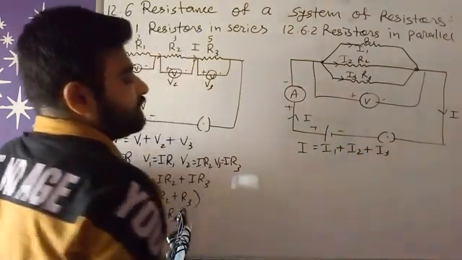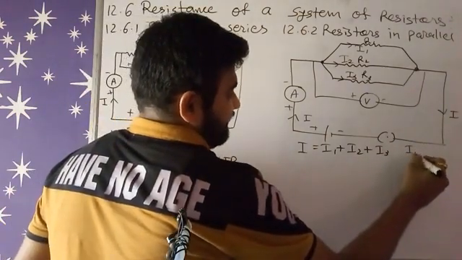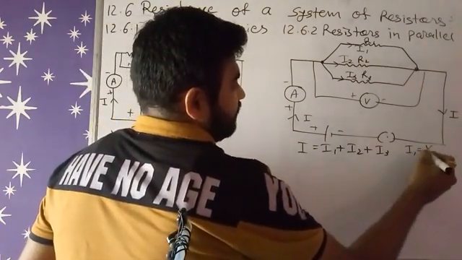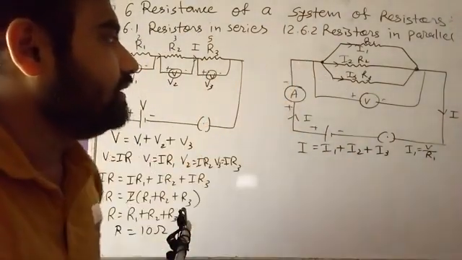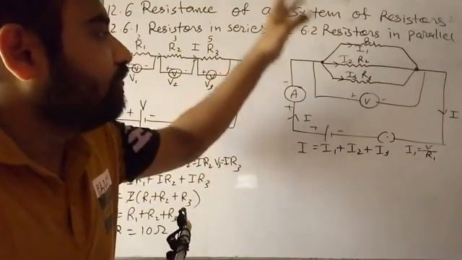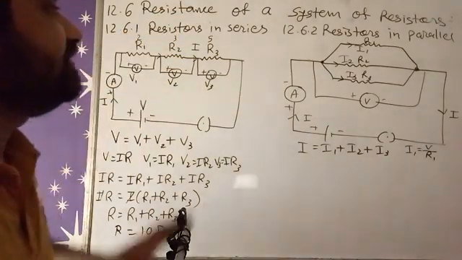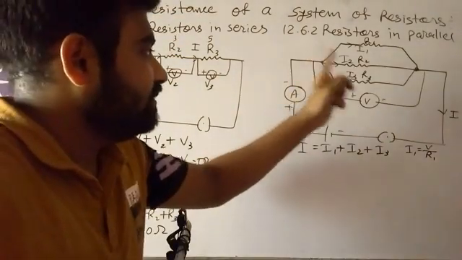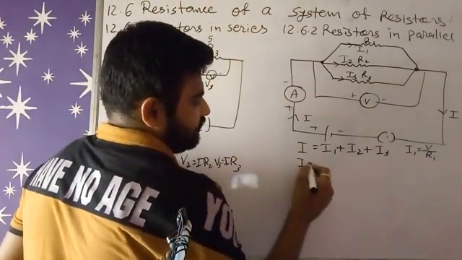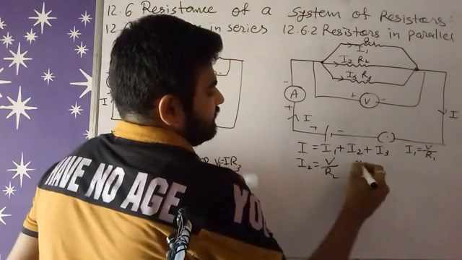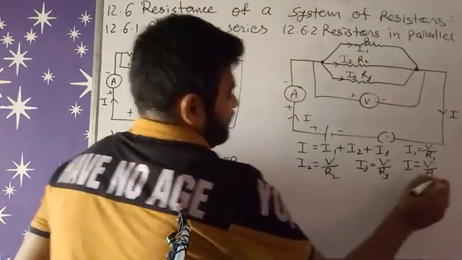According to Ohm's law, I1 is equal to V upon R1. Now remember, whenever we place resistances in parallel, the voltages across all of them are the same. So voltage remains constant because of the parallel connection. That's why V upon R1. Similarly, I2 is equal to V upon R2, I3 is equal to V upon R3, and our whole current is V upon R.